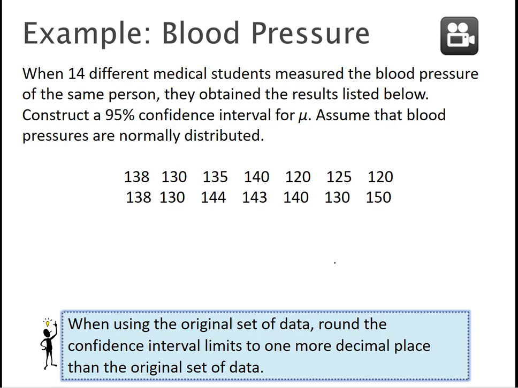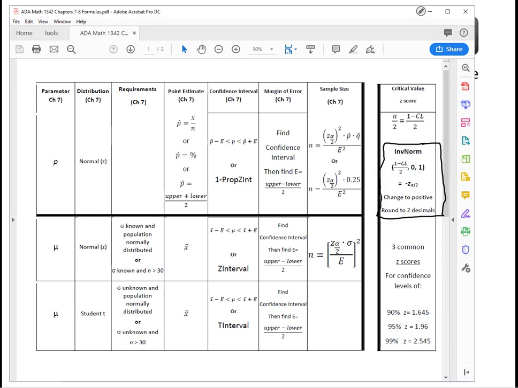All right, so I'm asked to construct a confidence interval. So let's go ahead and use our formula chart to see what I have to do to get that confidence interval. Okay, so first off, we know that we are working with the parameter mu, or a population mean. So I'm going to find mu under the parameter table. And notice that I have two entries for mu, and it's going to depend on if I'm using the normal distribution or the student t distribution.